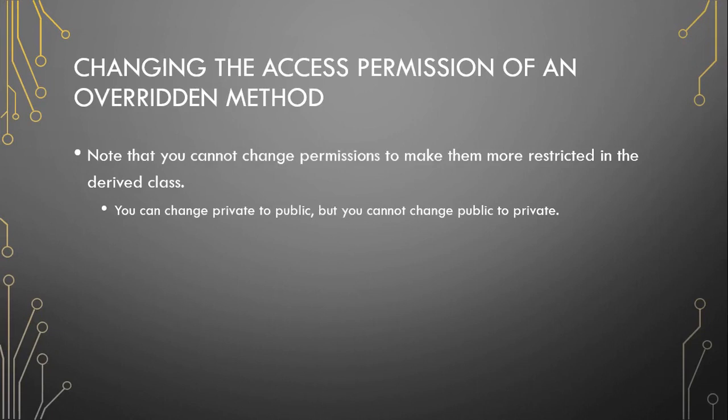Now note, you can't do it the other way around. You can't make it more restricted in a derived class. So you can go private to public, but you can't go public to private. It doesn't work that way, because in terms of permissions like this, you can always make it more open, but you can't make it less. The base class is ultimately what you're pulling from, so you can't make it more restrictive than what the base class already has. You have to operate within the rules of that base class.